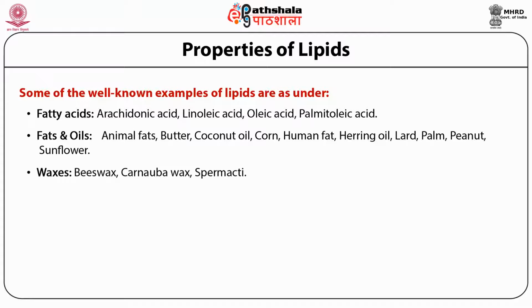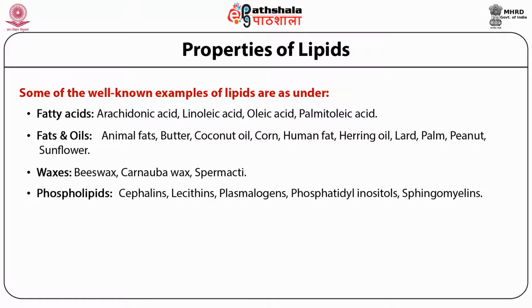The waxes category of lipids includes beeswax, carnauba wax, and spermaceti. The phospholipids include cephalins, lecithins, plasmalogens, phosphatidylinositols, and sphingomyelins. Glycolipids include kerasin, nervone, oxynervone, and phrenosine.